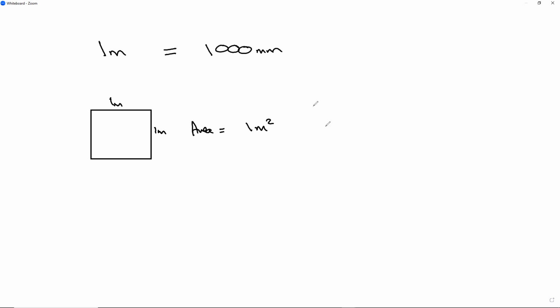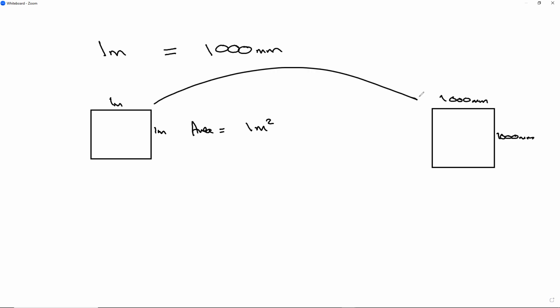But on that same token, if I convert each of the sides of the square from 1 meter into 1,000 millimeters, and it's exactly the same square, so that is the same as that, hypothetically, right? Where all the sides are equal, then this area will be 1,000 times 1,000, which is 1,000,000 millimeters squared. And so that will be the conversion for meter squared and millimeter squared.